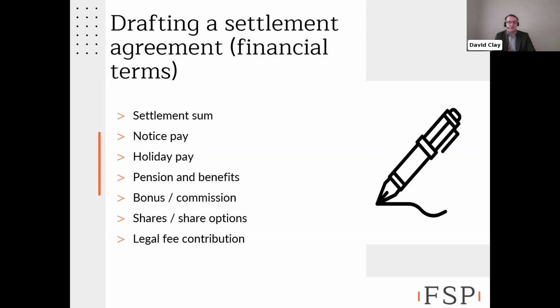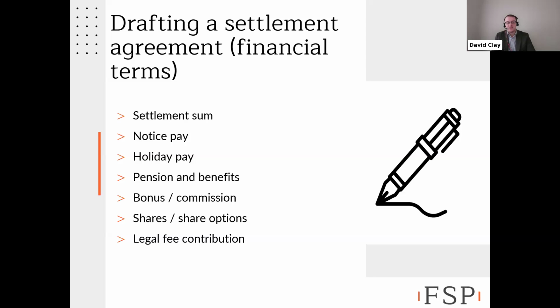In addition to settlement, you've then got other payments that you'd be obliged to pay out on termination. So notice pay, any accrued but untaken holiday pay. Pension and benefits would typically cease on termination. But if the payment in lieu of notice clause in the employee's contract is not limited to basic salary only, then you may have to calculate that with reference to the pension and benefits they would have received had they worked out their notice.